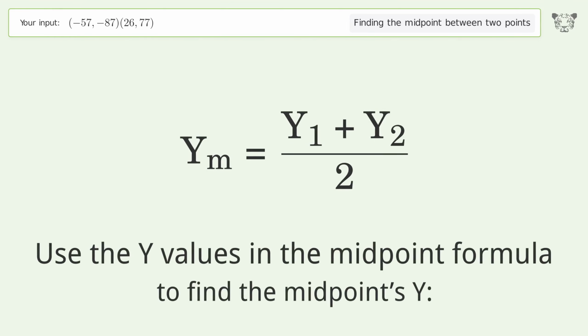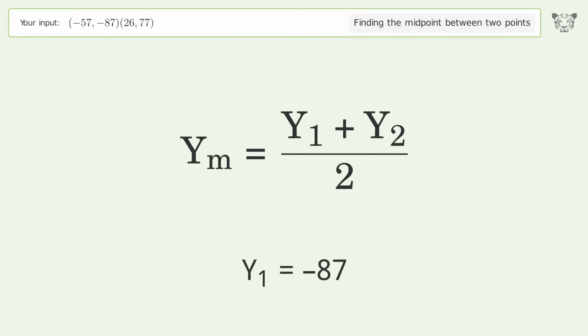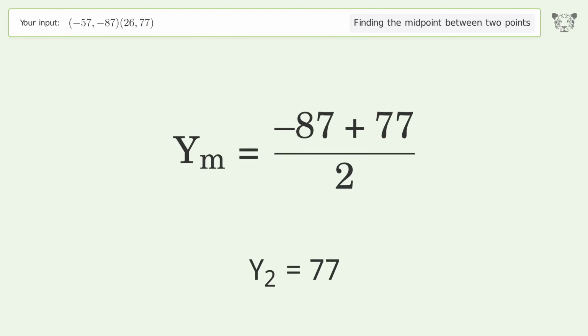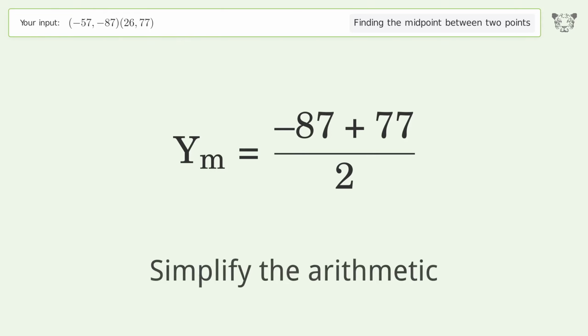Use the y values in the midpoint formula to find the midpoint's y. y1 equals negative 87. y2 equals 77. Simplify the arithmetic.